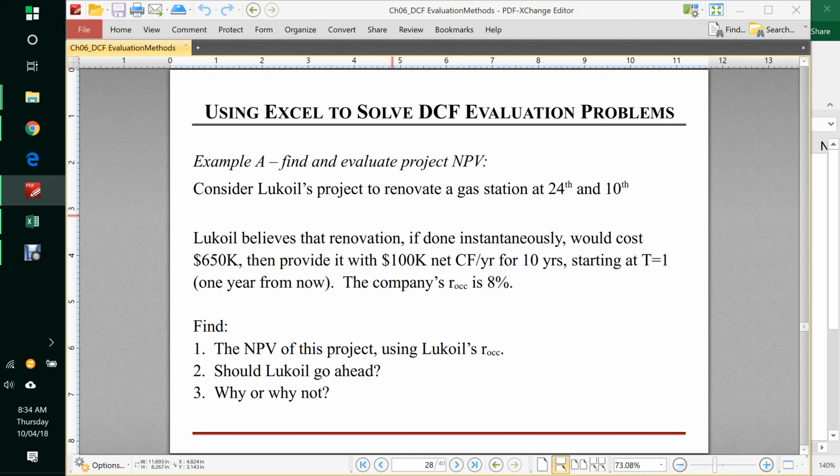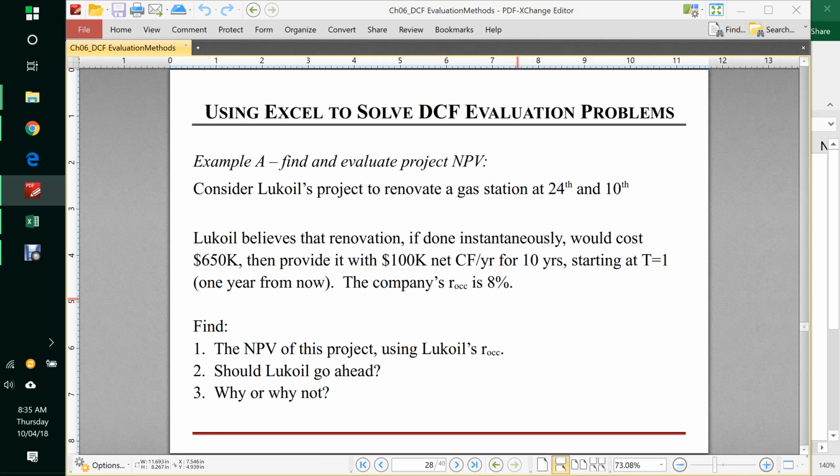Okay, welcome back. Now we're going to look at solving DCF problems using Excel. I want to look at Lukoil's project to renovate its gas station at 24th and 10th. Lukoil believes that the renovation, if done instantaneously, would cost $650,000 and provide it with $100,000 a year net cash flow after tax starting at t equals 1. And the opportunity cost of capital they have for renovation projects is about 8%.